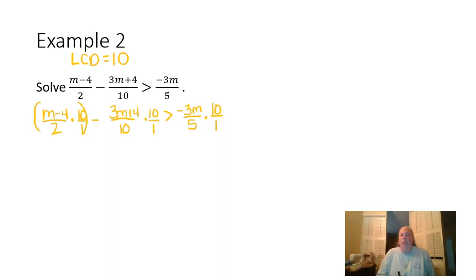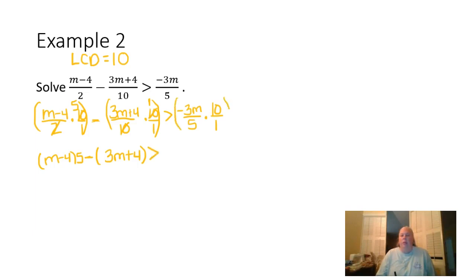If we look at these first two, 2 can go into 10 5 times. That means I'm left with m minus 4 times 5. Minus, when I look at my second pair here, these 10s will cancel each other out. That's going to leave me with a 1. So we're just going to have a minus 3m plus 4 here. And I need the parentheses around this because that negative is going to have to be distributed to both of my terms in the polynomial. All right, greater than.